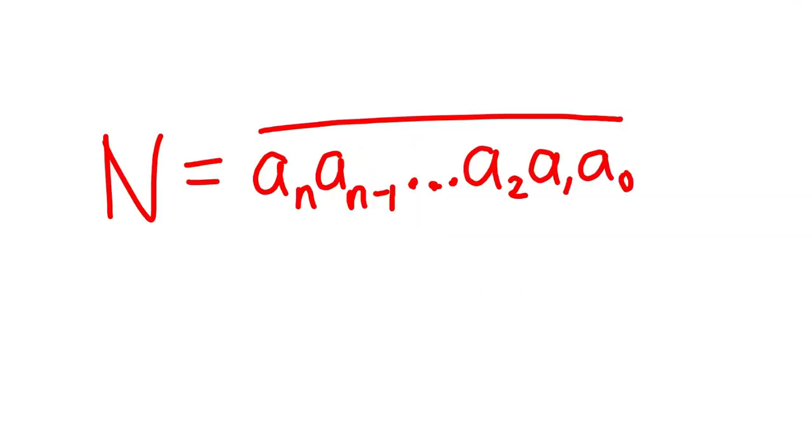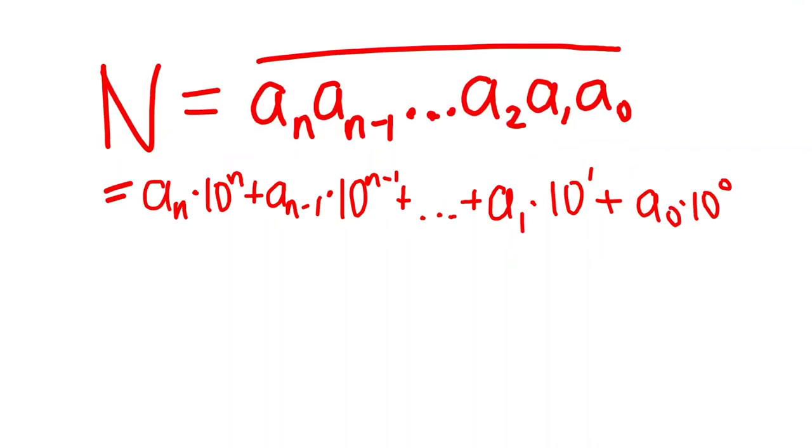First, let's make an arbitrary number n with digits a sub 0, a sub 1, a sub 2, all the way up to a sub n. Now we can rewrite this number as the following. We can factor a 10 out of all the terms except the last term, which will give us this.